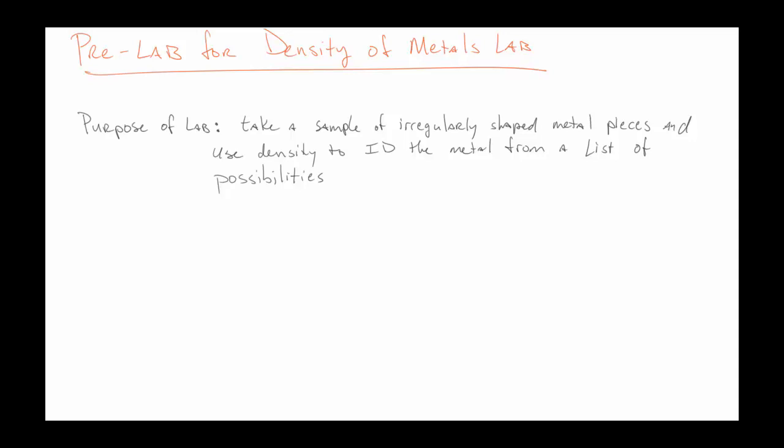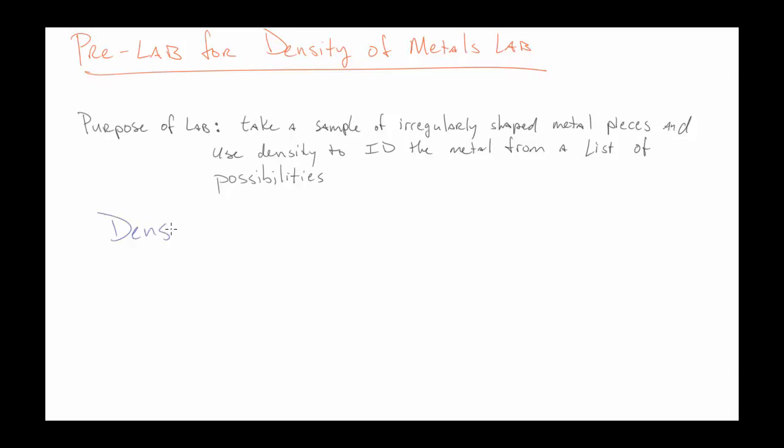Today what we're going to do is take a look and run through the pre-lab for our density of metals lab that we have coming up. The purpose of this lab is to take a sample of irregularly shaped metal pieces and use density to ID the metal from a list of possibilities. So let's run through a couple of things that we need to know.